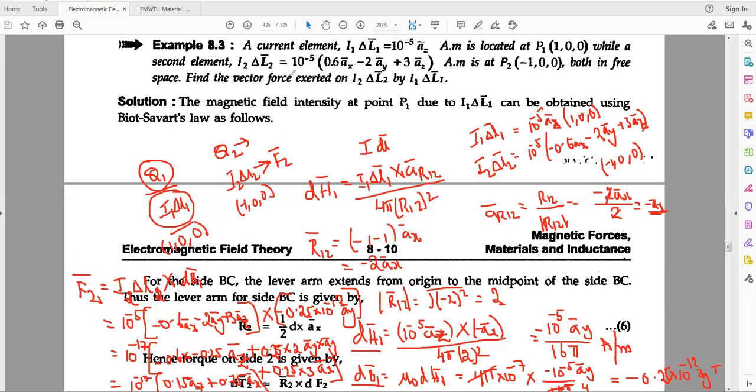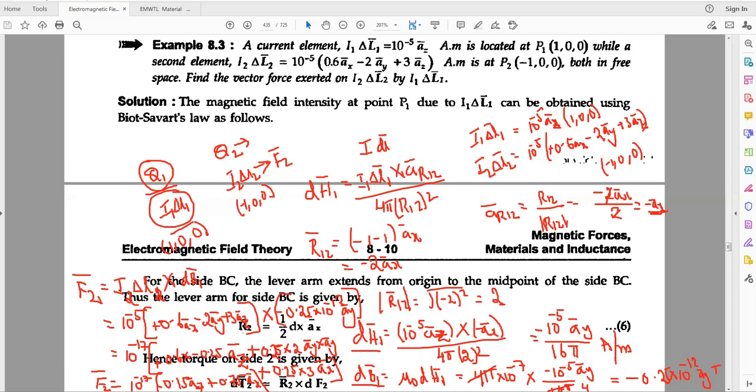So finally, the vector force exerted on I2 delta 2 by I1 delta 1 is F2 bar is equal to 10 power minus 17 into 0.15 AZ bar plus 0.75 AX bar. Got it, my dear students? Okay. Sorry, here it is not a minus 0.6, it is a plus only, my dear students.